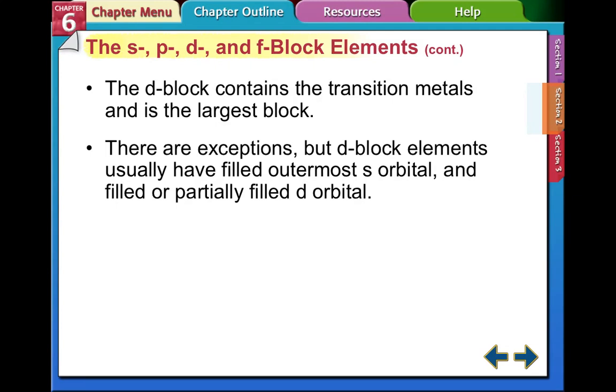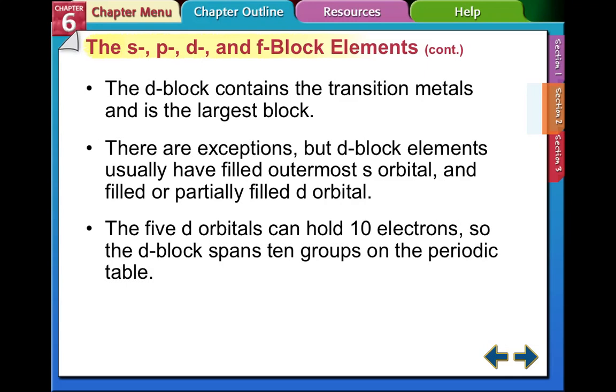Okay, now we're going to move down into the D block. The D block contains the transition metals, and the Ds are the largest. There are exceptions. Remember, there's always exceptions to the rules. But the D block elements usually have filled their outermost s orbital and filled or partially filled their d. Remember, there's a couple that we talked about where the s is filled before the d or the d fills before the s. It just depends on that specific element. The 5 d orbitals can hold up to 10 electrons, so the D block spans 10 groups on the periodic table.